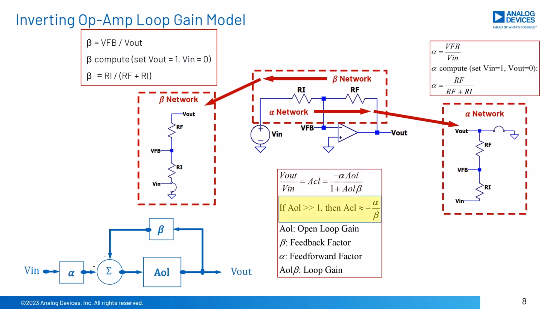For large values of AOL, ACL is approximately equal to minus alpha over beta. There are key factors in this equation we will use for stability analysis. AOL equals open loop gain, beta equals feedback factor, alpha equals feed-forward factor, and AOL beta equals loop gain.